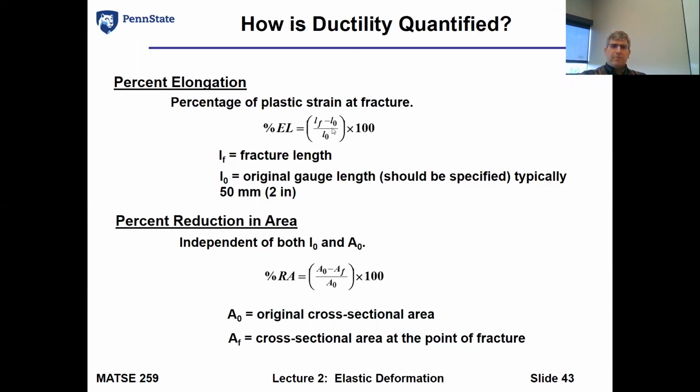And so we can have percent elongation, so we take our final length, subtract our original length from that, and divide it by that, so we get a strain, and we just take a percentage of it. Same with the reduction in area. It's just that original minus the final cross-sectional area of what we're looking at. So that can be a cylindrical, it can be a square, it can be any type of shape. We're able to measure that area.